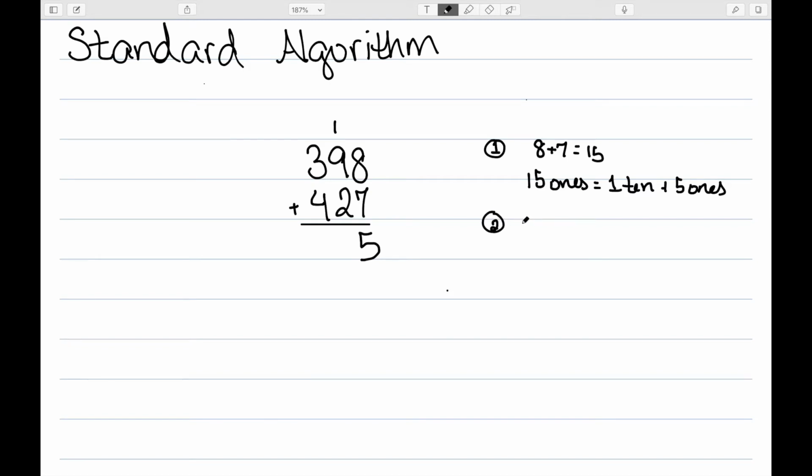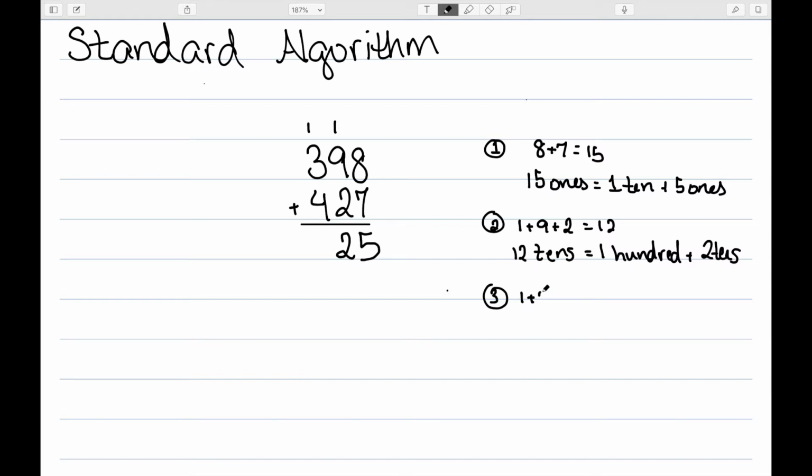Now we add the tens. We have 1 plus 9 plus 2 is 12 tens. And once again, we regroup. 12 tens means 100 and 2 tens. So we write down my 2 and I have the 100. Third step, we're going to add our hundreds. 1 plus 3 plus 4 is 8. So we have 8 hundreds. So our solution is 825.